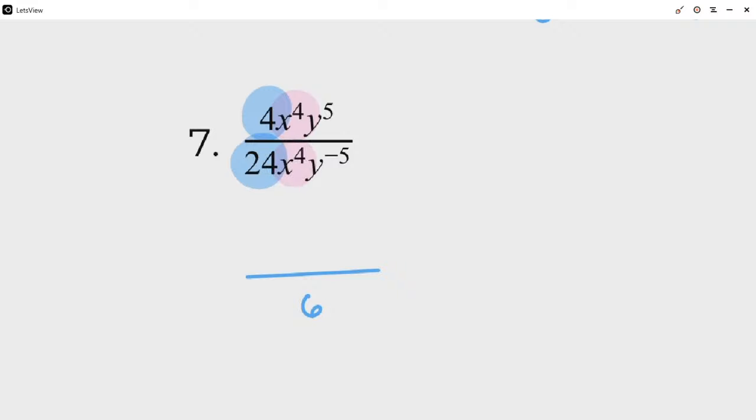So there's two different ways of doing this. You can cancel them out since it's the same thing. Like if you had 2 over 2, that'll be 1. Or you can subtract the exponents. So 4 minus 4 is 0. And anything to the 0 power is 1.